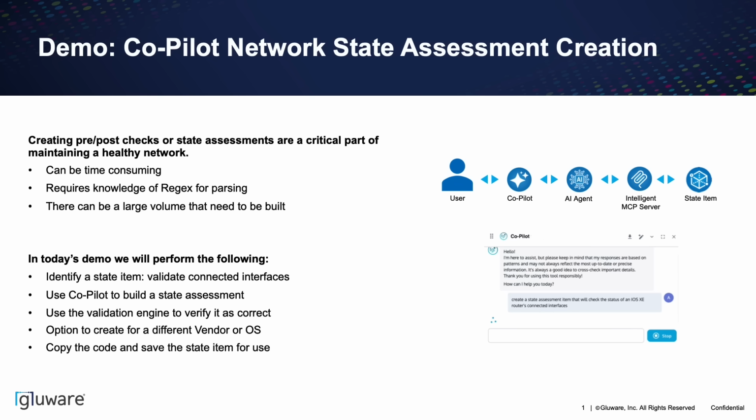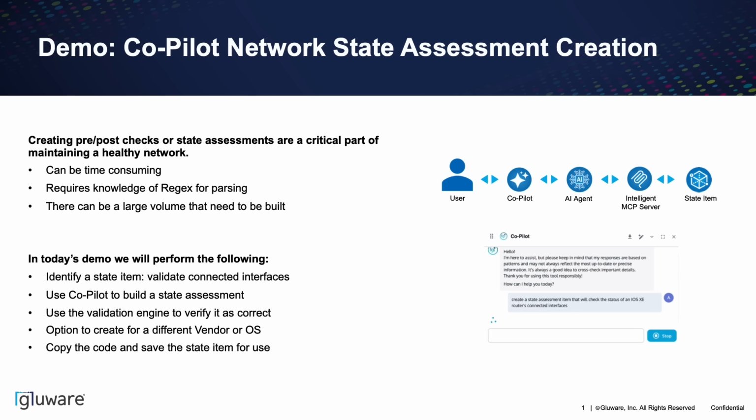That's where Gluware's Co-Pilot comes in. What you're looking at here is an intelligent workflow that connects you, the network engineer, with an AI agent that understands network operations. Behind the scenes, Co-Pilot leverages our MCP server architecture to securely interact with your state items, all while keeping your sensitive network data completely isolated from any AI processing.